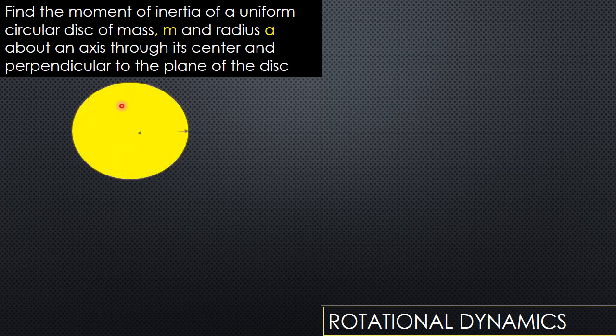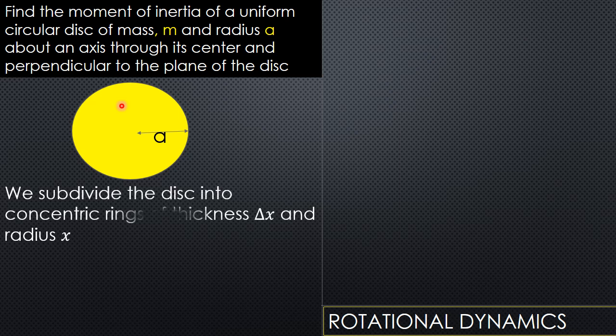Let's say we have the radius of the disk. We can call that radius a. Then friends, we are going to subdivide this disk into concentric rings of thickness delta x and radius x. So we are going to divide this disk such that we can produce so many rings. And we know that to get the moment of inertia of a ring, all of us know how to get it, right? It is so easy to get the moment of inertia of a ring.